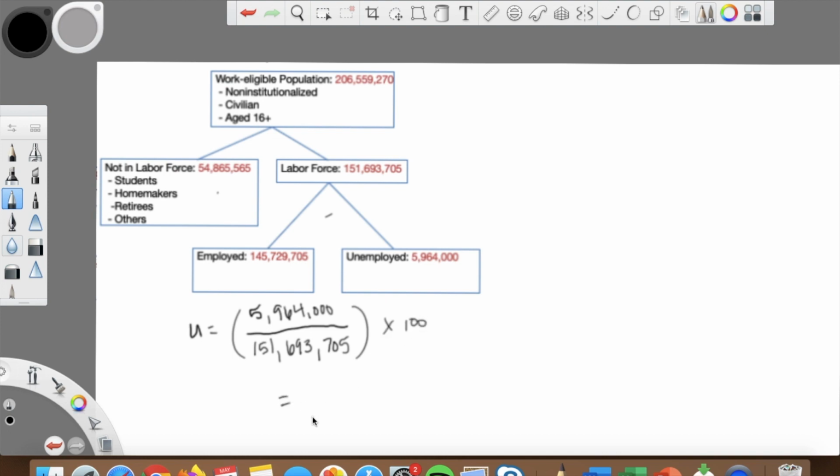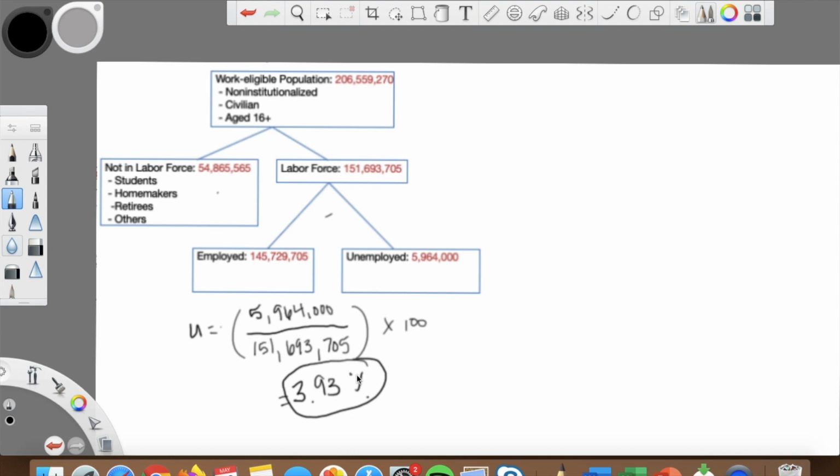So if you have a calculator handy, I'm going to grab mine real quick. 5964. I got 3.93% as my unemployment rate. So what this means is about 3.93 or roughly 4% of my labor force was unemployed back in 2018.